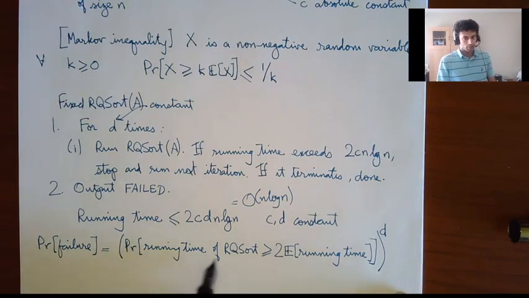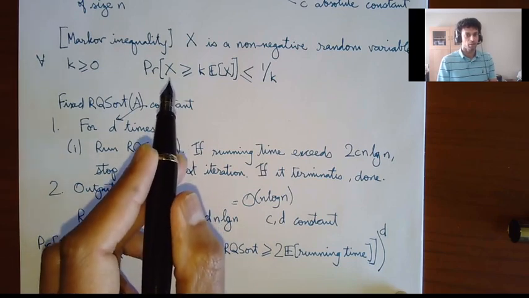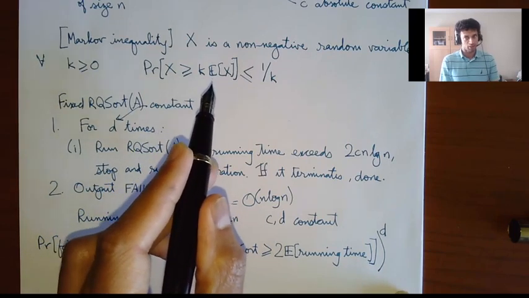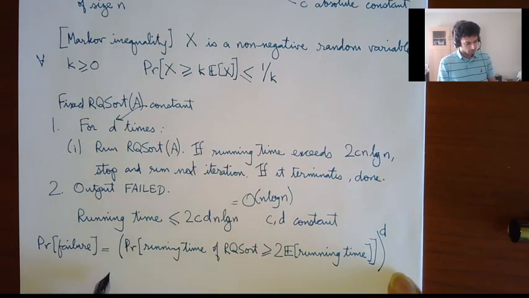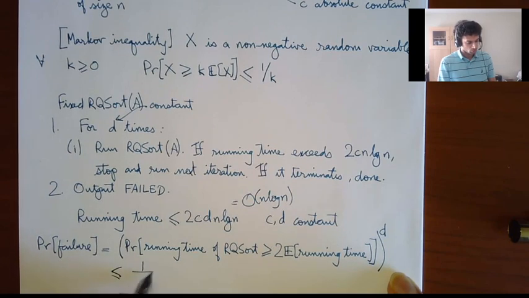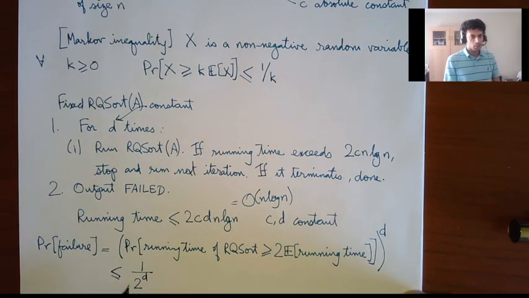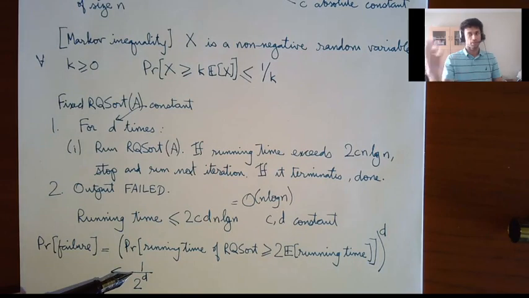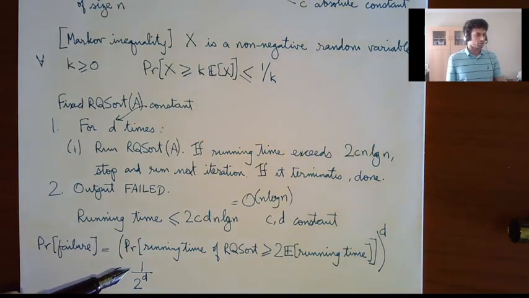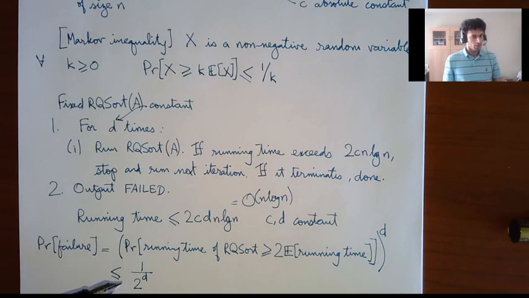By the Markov bound, this is less than half, right? Because the probability that the running time exceeds twice its expectation is at most a half. And therefore, this probability is at most 1 divided by 2 to the d. So it's exponentially decreasing in d. So now we can essentially set d to be something like 10, and the probability of failure is going to be essentially 1 in 1,000.